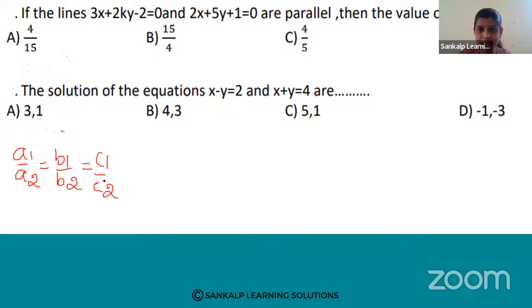Is it parallel? No, when the lines are parallel, then A1 divided by A2 is equal to B1 divided by B2, but it is not equal to C1 divided by C2. So to get this condition, what should the value of k be? What is the value of k then? Is it 4 divided by 15, or 15 divided by 4, or 4 divided by 5, or 5 divided by 4? I will wait. Answer in the chat box, let's see.